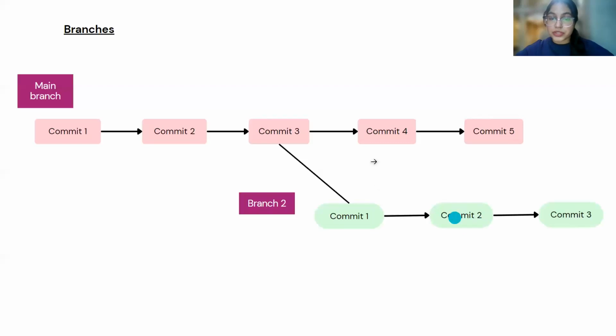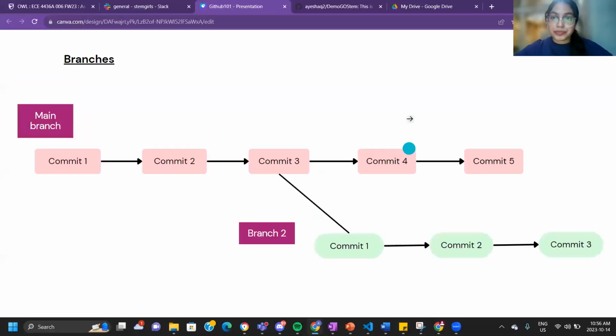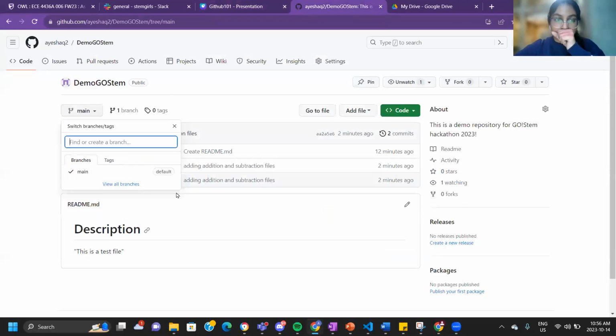But if they want those changes to be added to the main branch, they need to make a pull request, and that request needs to be reviewed and added. So let's go ahead and try that. You can create a branch through GitHub from here. Let's create a branch called GoStem.